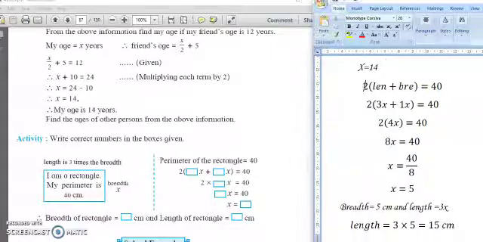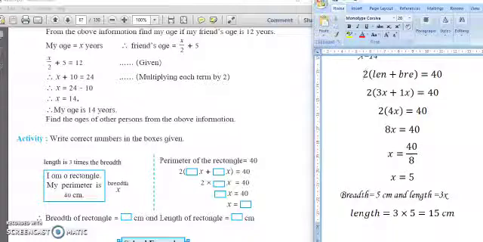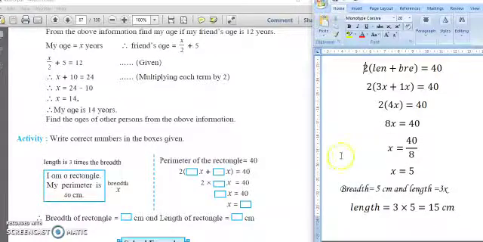2 into length plus breadth equals the value given as 40. So 2 into, what is the value of length? 3 times the breadth means 3 into x, plus what is the breadth given here? x only. x means 1x. So 2 multiplied by 3x plus 1x equals 40. Like this you have to write here in your textbook.